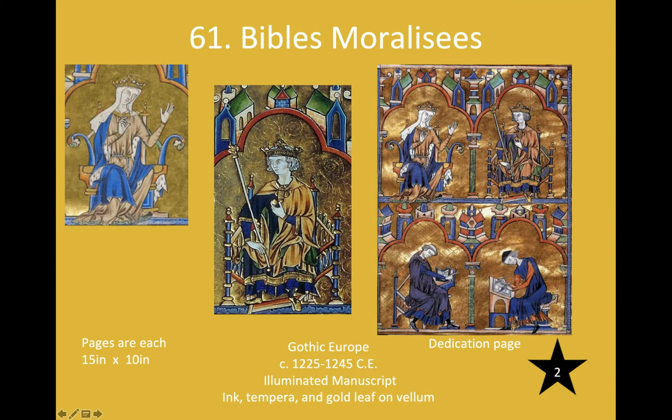That moves us to our second Gothic piece called the Bible Moralisée, the moralized Bible, or the Bible of morals. Okay, and so what you're looking at is a Bible that was ordered by, her name is Queen Blanche, Blanche.